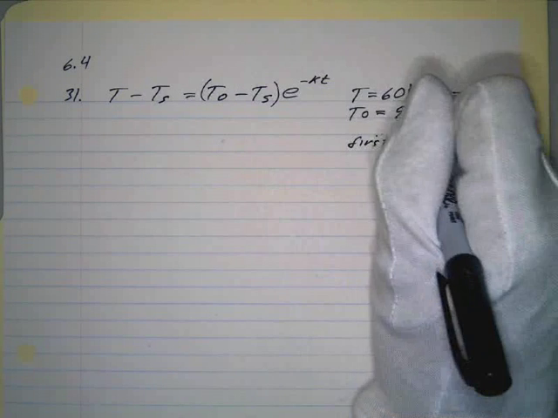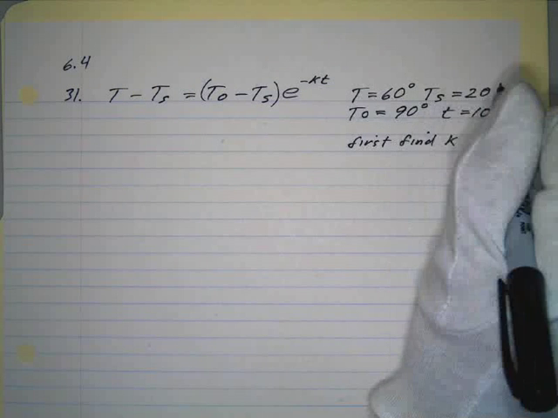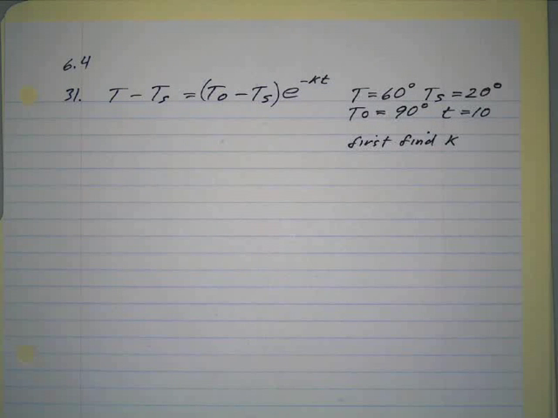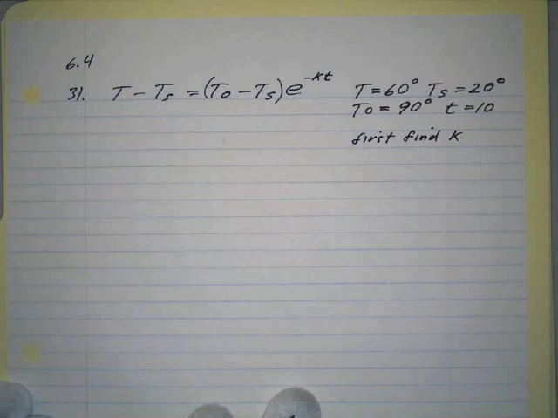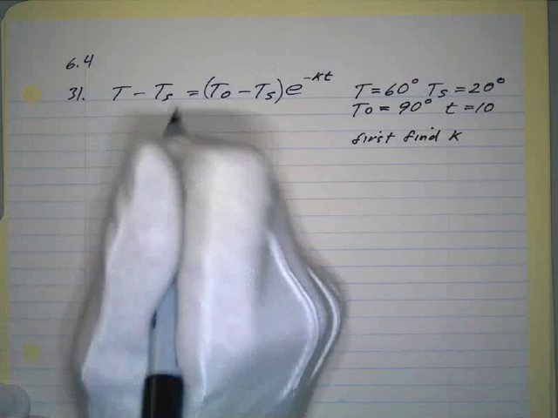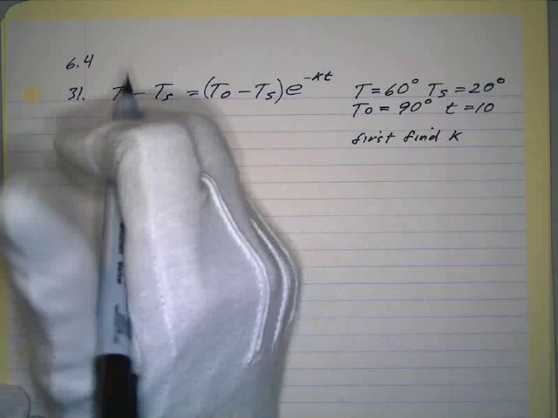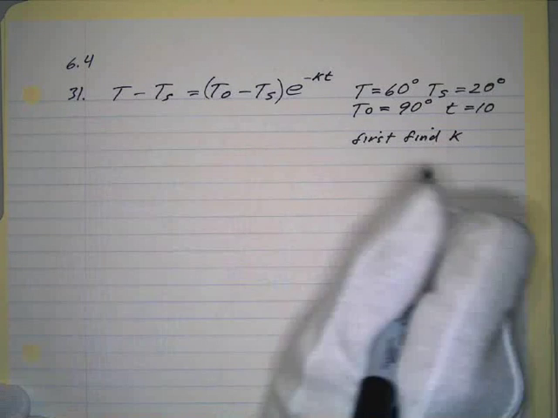I guess I could put degrees on all these anyway. I won't do this in the problem, but we can see that the 20-degree room causes the temperature to drop from 90 degrees to 60 degrees. So we have this relationship based upon the differential equation we derived earlier. Okay, so we just substitute our data in.